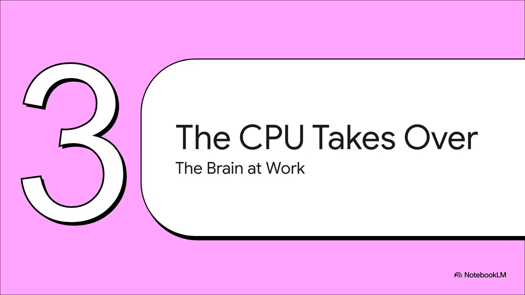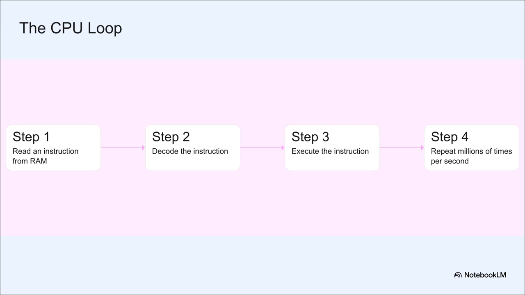Okay, the program is now on the RAM workbench. And now, the star of the show finally enters the scene. The CPU, the central processing unit, takes over. This is the brain, the one that's going to do all the thinking. So what does this brain actually do? It just runs a super simple loop, but it does it at a truly insane speed.